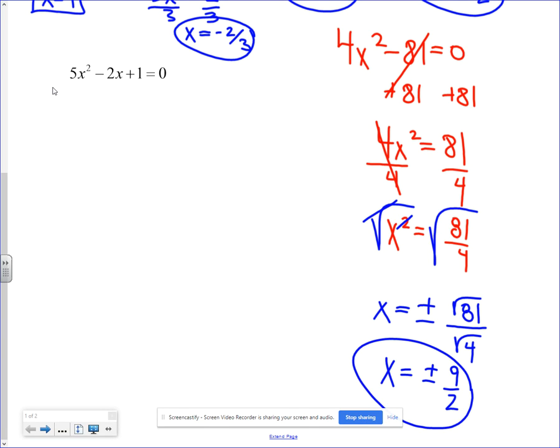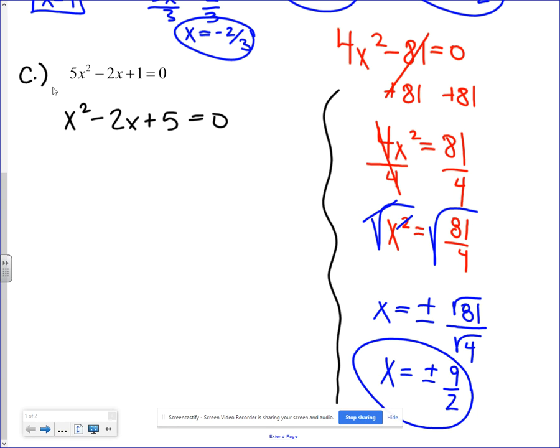Alright, so let's look at the last one, C here. Let's see how we can solve C. Well, C is like A. It's a quadratic trinomial. So we're going to try to factor it first. So we're going to do a slip inside. We're going to take this 5, slip it to the back, multiply by the 1, and we get 5. And now we got a leading coefficient of 1. So now I'm going to try to factor it.